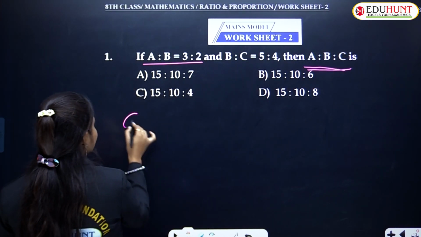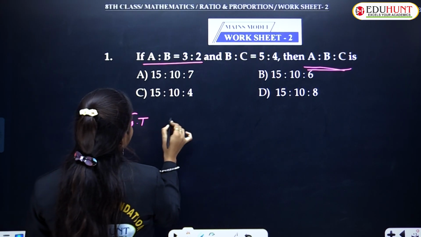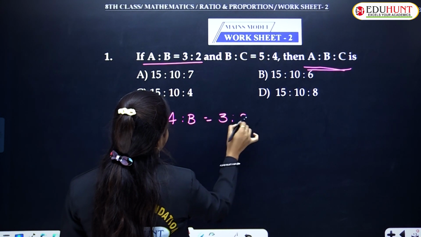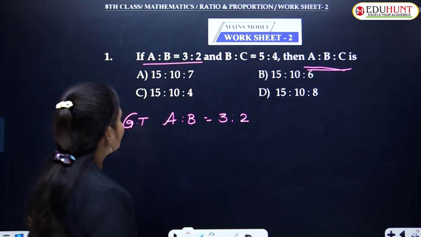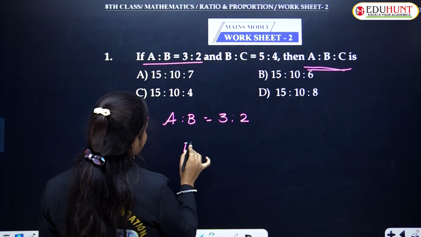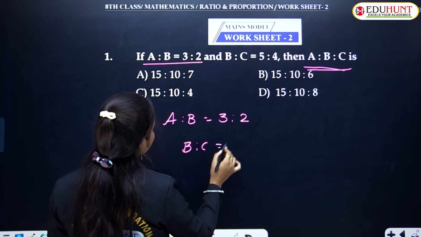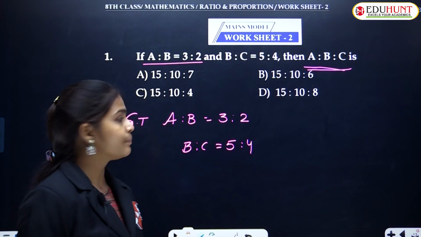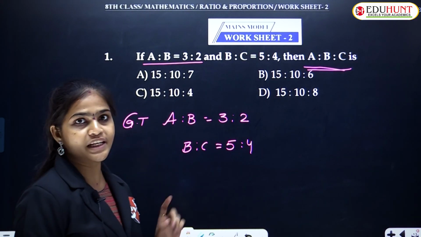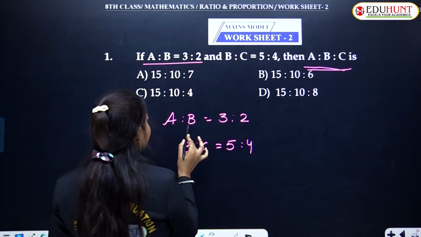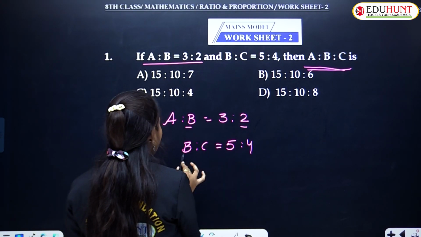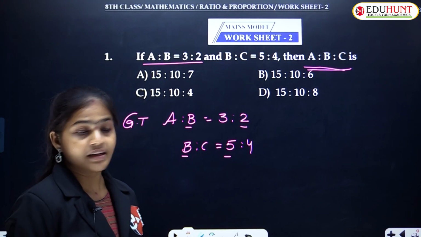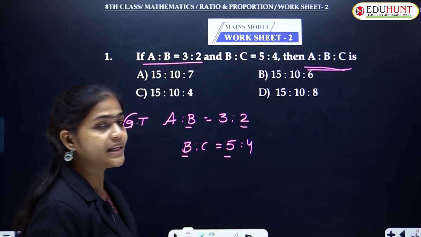Here they have given that A is to B is equal to 3 is to 2, and B is to C is equal to 5 is to 4. Now how do we find A is to B is to C? See here, B is 2 times in the first ratio and B is 5 times, or 5 parts, in the second. Clear? Now how do we make this A is to B is to C?